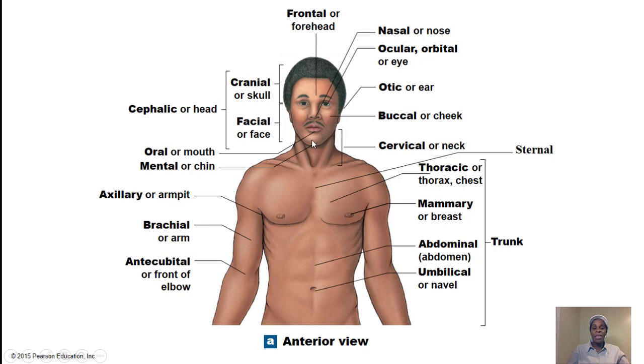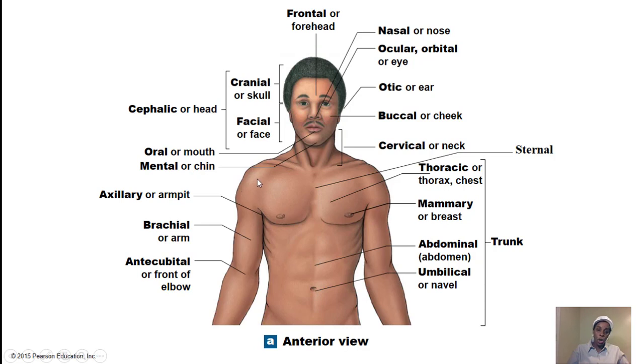The chin is mental. Think about you think mentally, right? The neck is cervical. That's going to be the neck in general. But the back of the neck is called nuchal. Then when we come to the chest is thoracic. The breast, mammary. The abdomen, abdominal. The navel, umbilical. All this is the trunk.